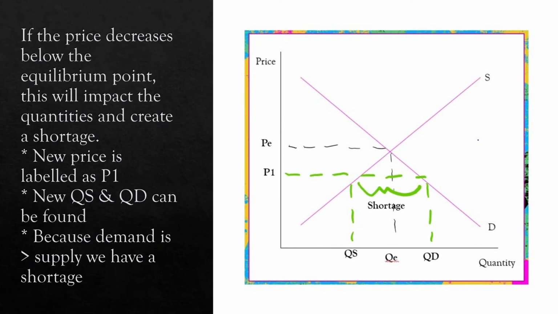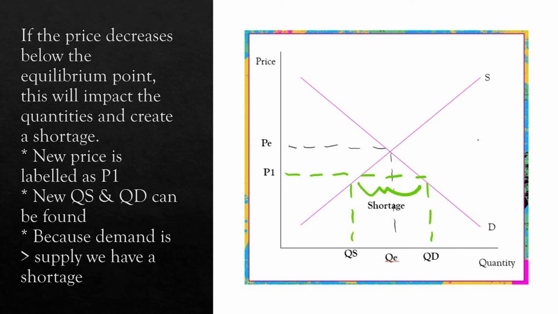If the price changes from the equilibrium price, whether that is up or down, there will be a shortage or a surplus. Go back and check out the previous video for a surplus. That is when the price is higher than the equilibrium price. But in this case, we're going to be looking at a shortage, which occurs when the price is below equilibrium. When the price is below equilibrium, this impacts the quantities and creates a shortage.